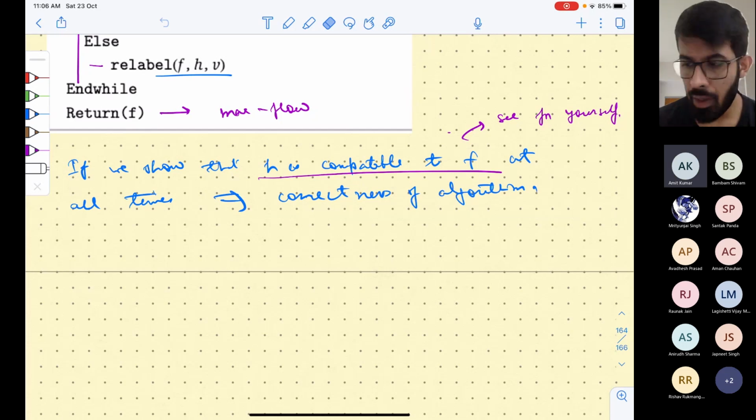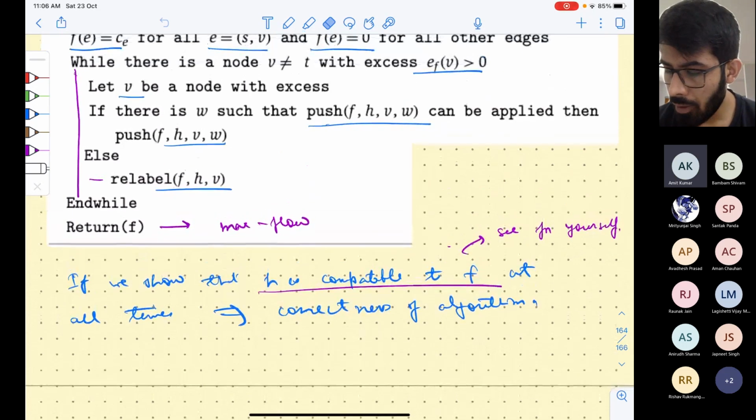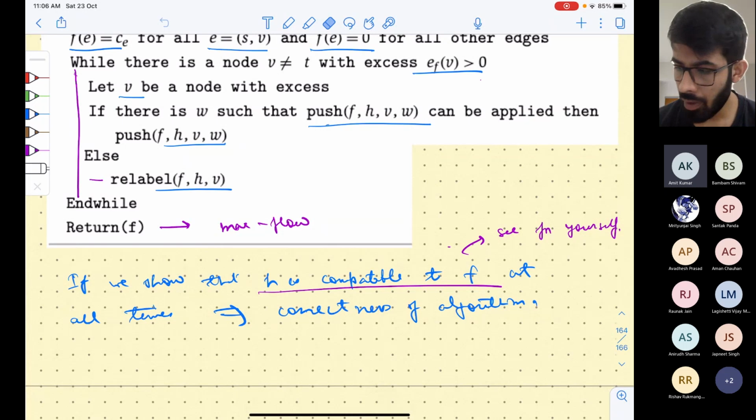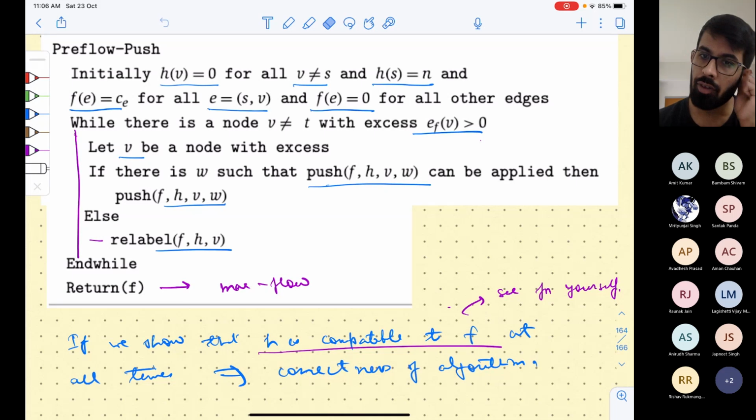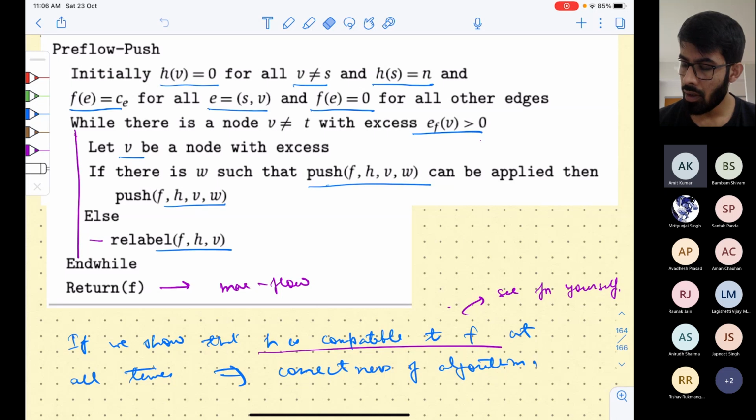Sir, yesterday when we said that (V, W) belongs to EF, then H of V is less than or equal to H of W plus 1. Sir, what is EF exactly? EF is an edge in the residual graph. But then a backward edge, if it's of full capacity, does the backward edge still count? Because you said that a backward edge can skip levels. Yes, it will count.